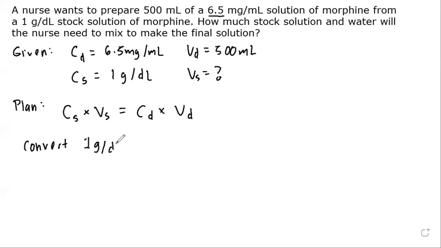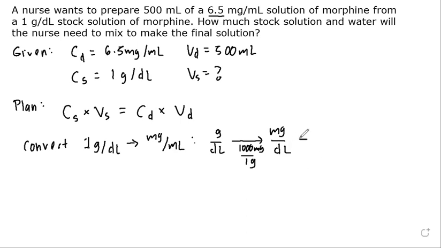1 gram per deciliter to milligrams per milliliter. So I have grams per deciliter. My first thing I'm going to do is convert grams to milligrams. So there's 1,000 milligrams in 1 gram is the conversion factor I'll use. And that will give me milligrams per deciliter. And then I want to convert deciliters to milliliters so that I end up with milligrams per milliliter.